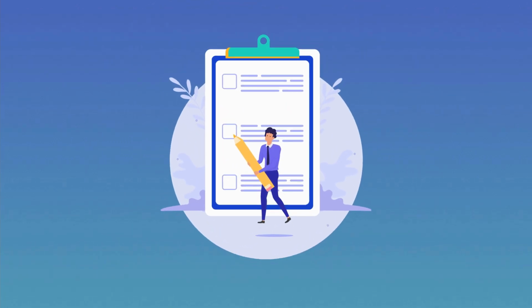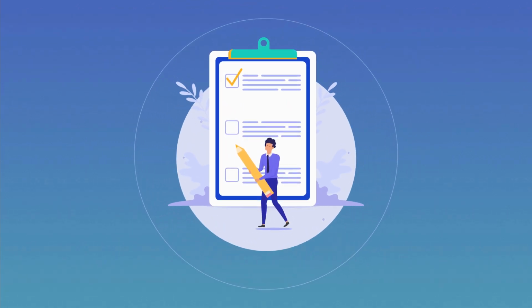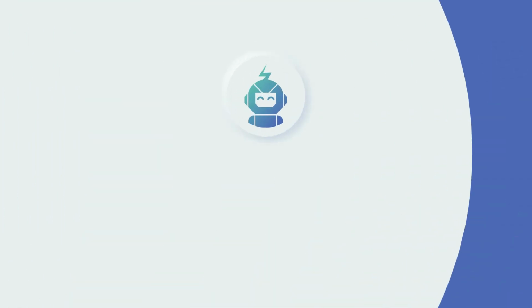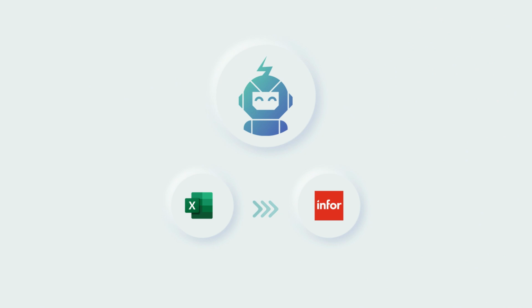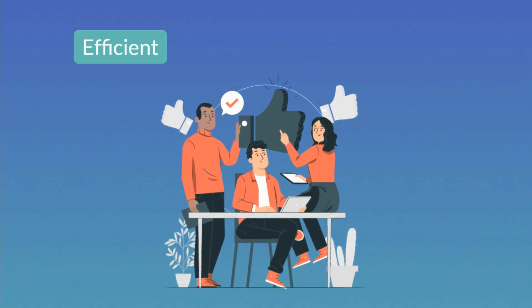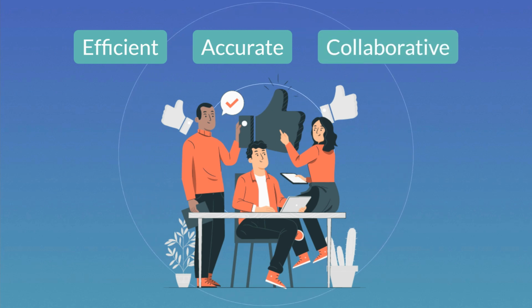They review the finalized form, ensuring that all data is accurate and complete. If everything looks good, the form can then be uploaded into the system, triggering the item creation process. In essence, the item form simplifies a complex, multi-departmental task, making it more efficient, accurate, and collaborative.